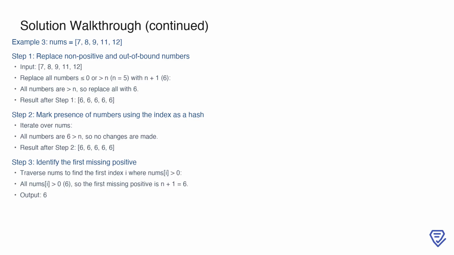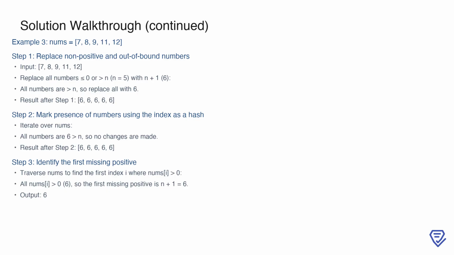Here, n is 5, and in the first step, we replace all numbers less than or equal to 0 or greater than n with n plus 1, which is 6. Since all the numbers in the array are greater than n, we replace every element with 6. The array becomes 6, 6, 6, 6, 6.